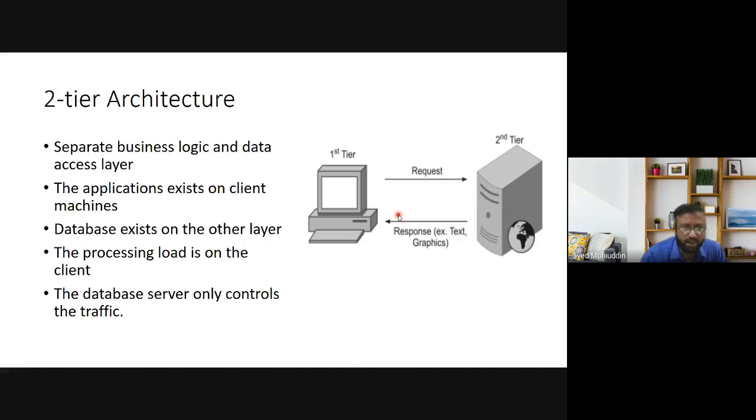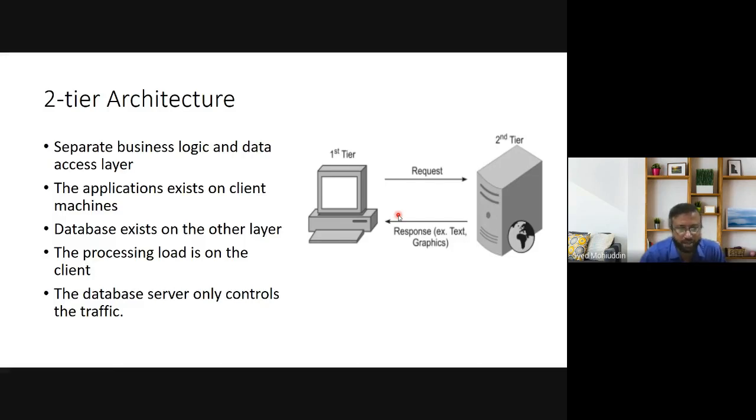So in two-tier architecture, the business logic and the data access are separate. The second tier, the server, is not an application server or a web server; it is a database server. The application and the data are separated between these two tiers. The application exists on the local machines, which are known as client machines, and the data is stored on a server known as a database server, which is the second tier.